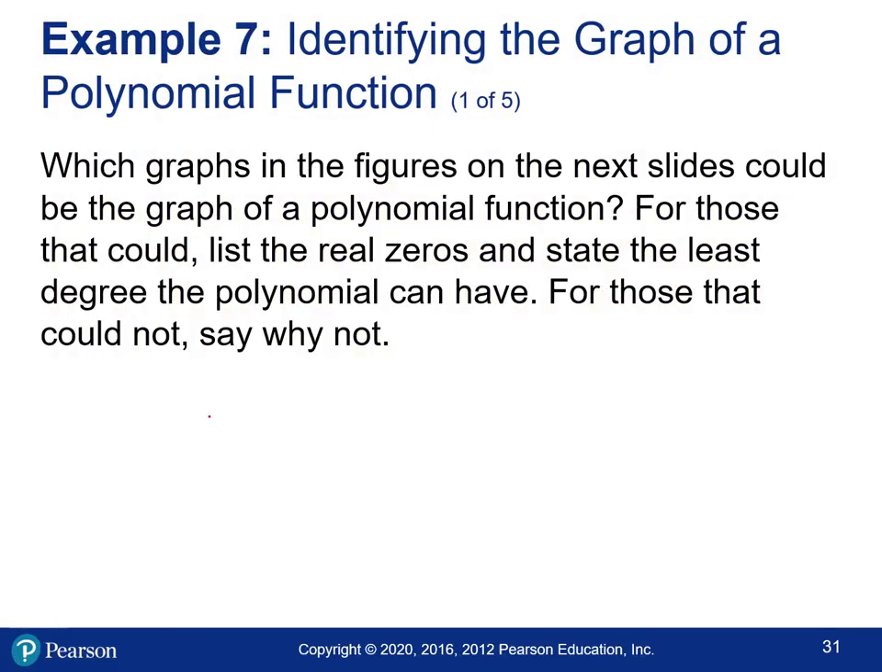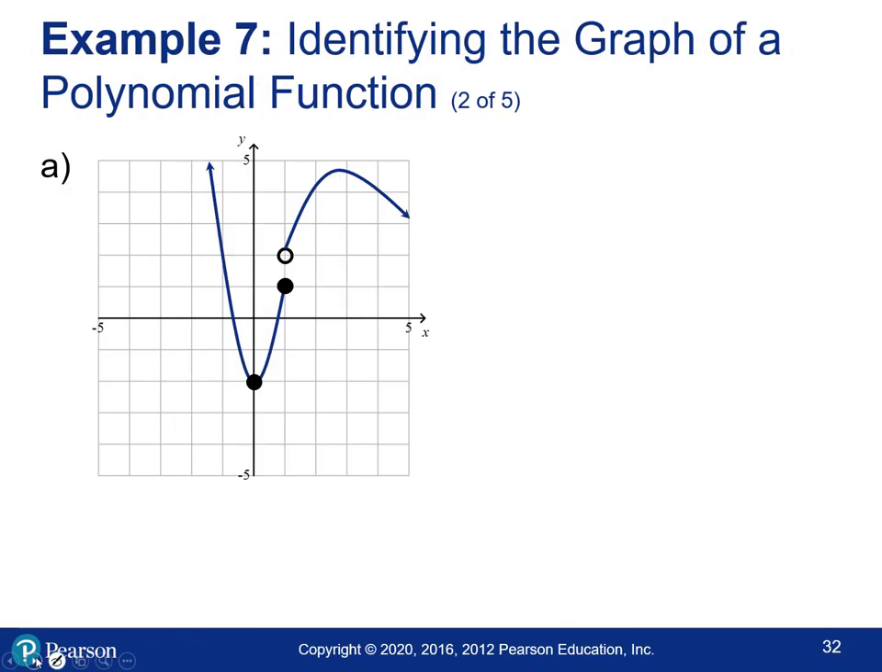So let's try this example. Which graphs on the next slide could actually be polynomial functions? And then if they are, we're going to find the real zeros, and then we're going to state the least degree that the polynomial can have. So the least degree that it can have. And if it's not a polynomial function, we'll say why not.